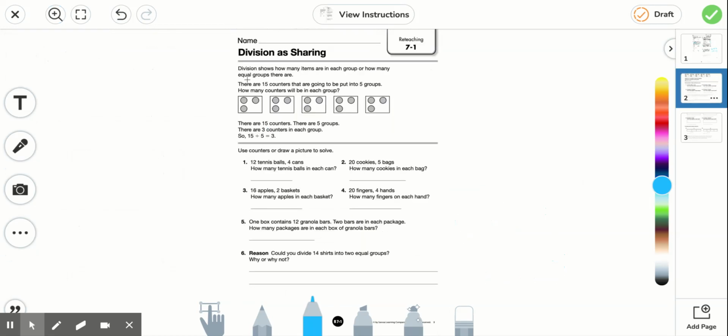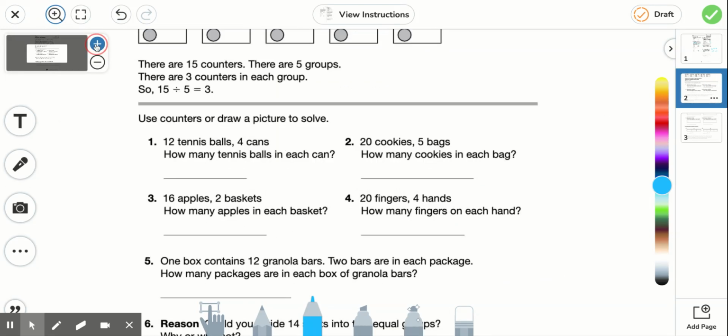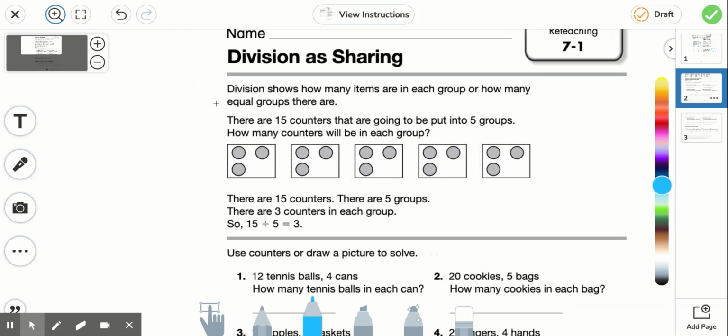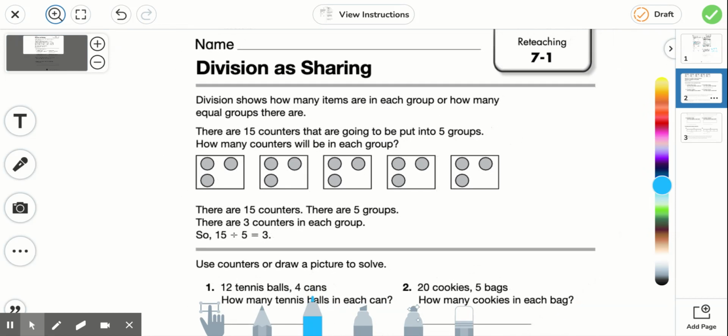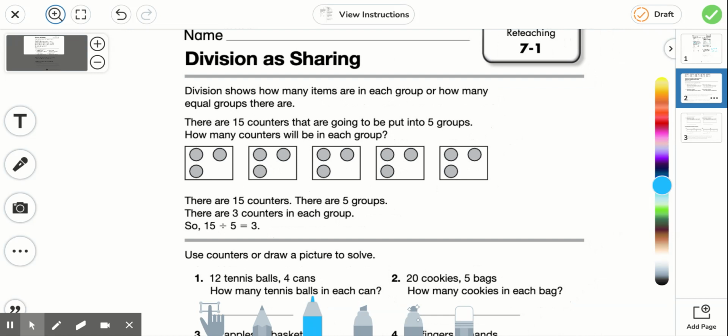Now let's move to our reteach. This is where we're learning our new lesson for today. Topic 7 is all about division, and I know what you're thinking. Oh my goodness, Miss Mannering, division sounds scary. We just learned to multiply. What are you doing to us, crazy lady?